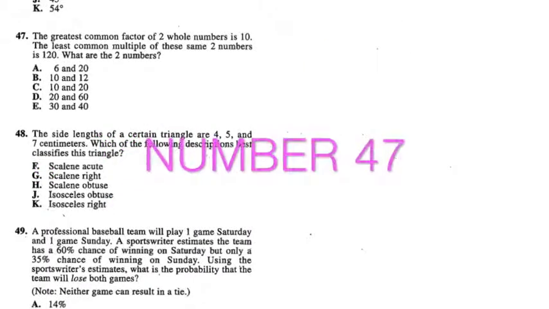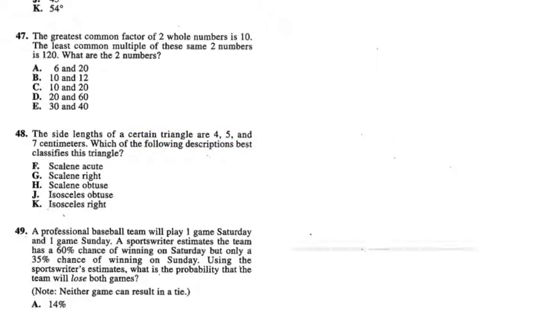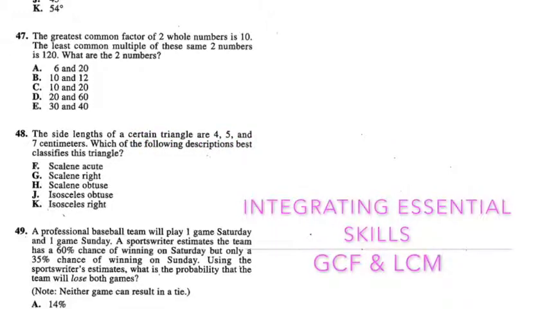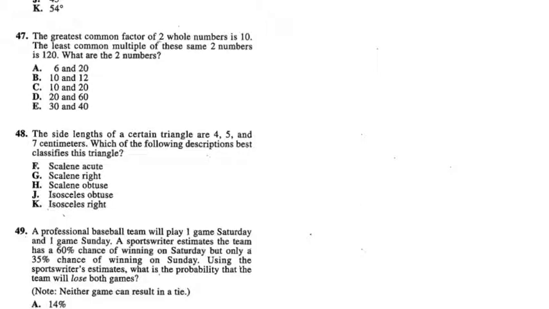Number 47 is an integrating essential skills question, and it's testing greatest common factor and least common multiple. The greatest common factor of two whole numbers is 10. Let's just start there and do process of elimination. The greatest common factor of two whole numbers is 10. That means we're working with numbers like 20 or 30, and their greatest common factor would be 10. They have to be multiples of 10 in that sense. So this would not be a right answer, and that would not be a right answer. We're left with C, D, and E.